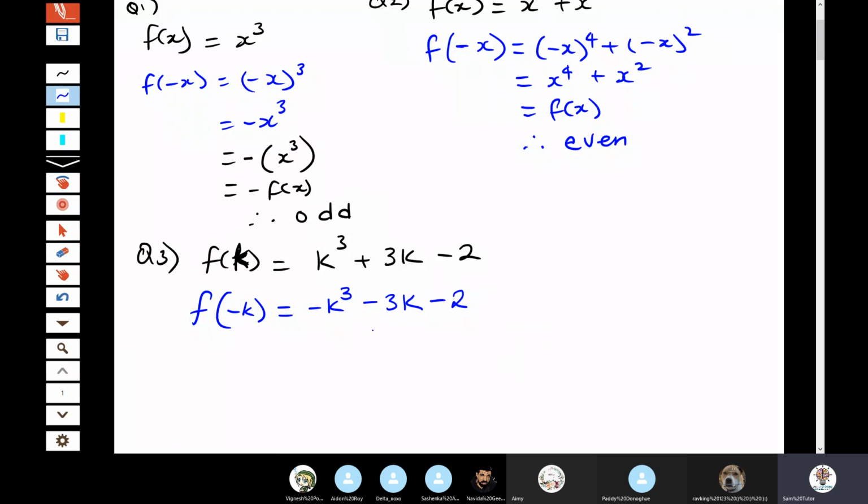And then, is that the original? Obviously not. So you now know it's not even. What must you do if it's not even? You've got to go for odd now or neither. So for odd, you've got to factorize the negatives out. So it's going to look like this. Is that the negative of the original? No. So it's neither. It's not this and it's not this. Therefore, neither.